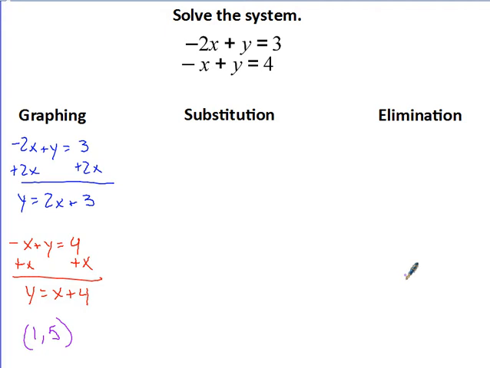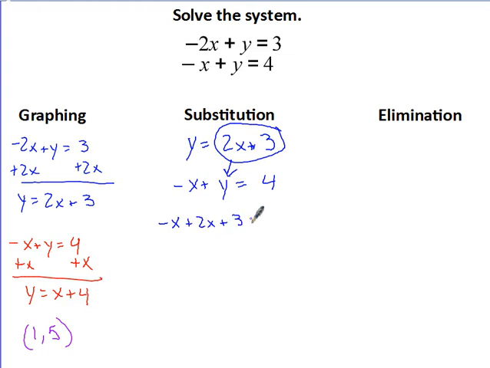Okay, then we're going to take this same problem and solve it by substitution. When I'm doing substitution, I need one equation solved for one variable. So I already know that the first equation, if I solve it for y, I get 2x plus 3. So I'm going to take that and plug it in for y in the second equation. So now I have negative x plus 2x plus 3 equals 4. Now I only have one variable, so I can solve for x. If I combine my like terms, negative x plus 2x would give me x plus 3 equals 4. Subtract 3 from both sides.